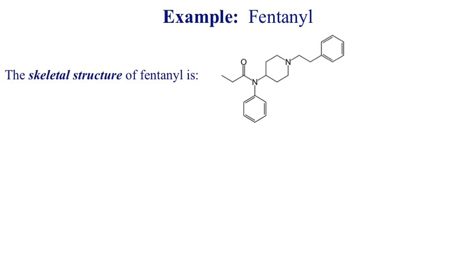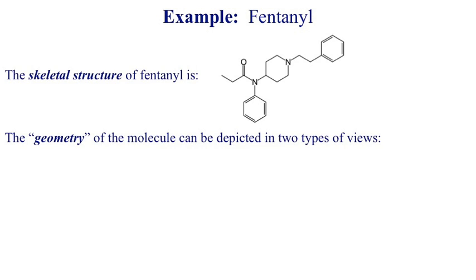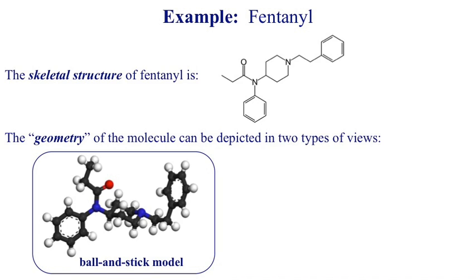Fentanyl is a therapeutic drug used for pain relief and is combined with other compounds to be administered as an anesthetic. It's about 100 times more potent than morphine. The skeletal structure of fentanyl is shown in this view graph. The geometry of the molecule can be depicted in 2 types of views. A ball and stick model, which is shown on the bottom left of this view graph. Ball and stick models are images that are intended to show molecular geometry using perspective graphics.